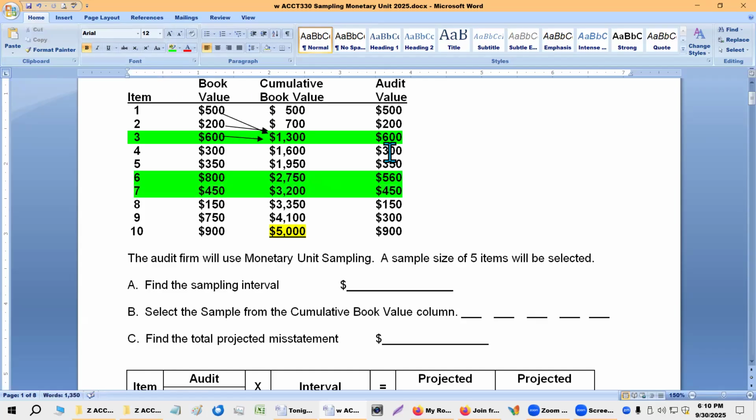Which one crosses 4,000? 9. Yep. Or I said that wrong, 9 crosses the 4,000. And then the last one crosses the 5,000.